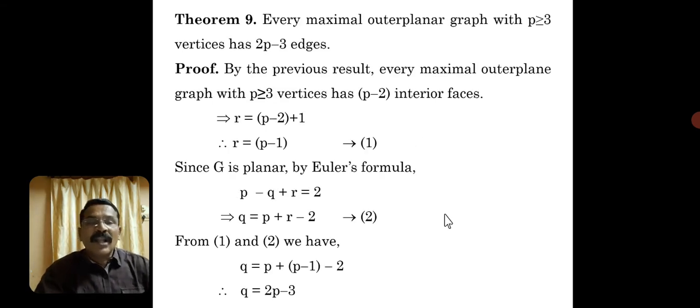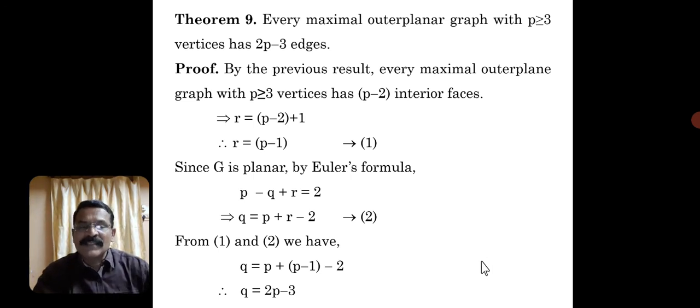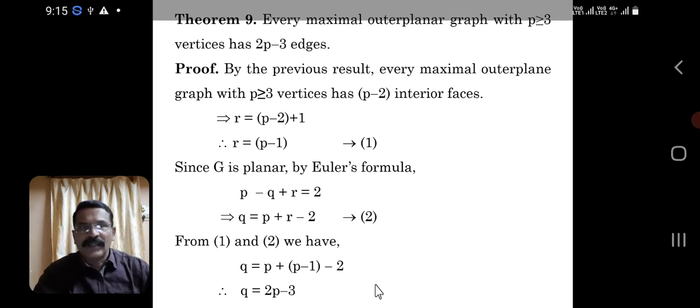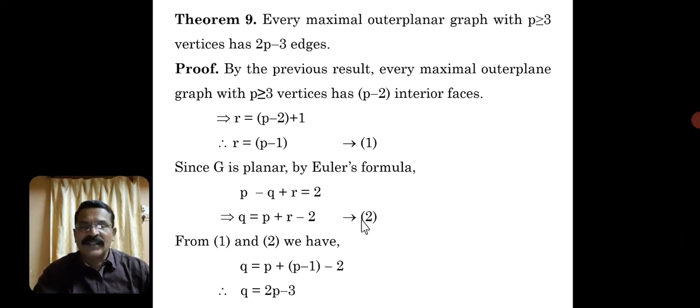Every maximal outer planar graph, which graph is maximal outer planar? If I consider K4, it is a planar graph, and it is an outer planar graph, and it is a maximal outer planar graph because you cannot add one more edge, isn't it?